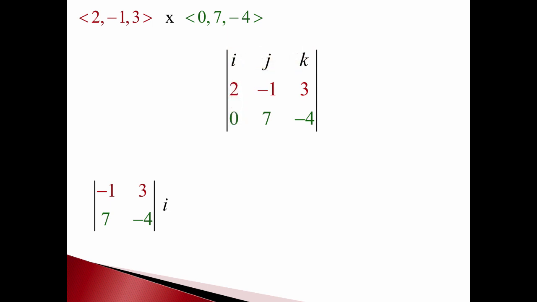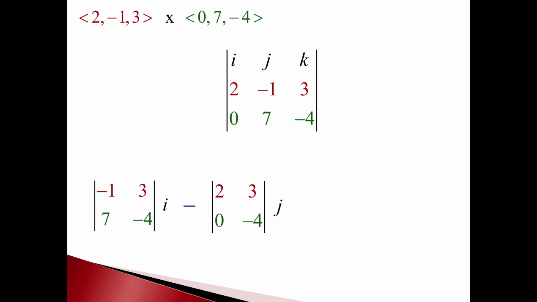Next, I do the same sort of thing with the j. Right? I cross out the row and column that intersect at j and look at the 2 by 2 matrix that forms. So that'll be 2 and 3 and 0 and negative 4. I multiply that by j. But notice that the middle term here gets a minus sign. So what's happening is the signs are alternating as we go across. It's going to go plus the first time, minus the second time, plus again with the last time.